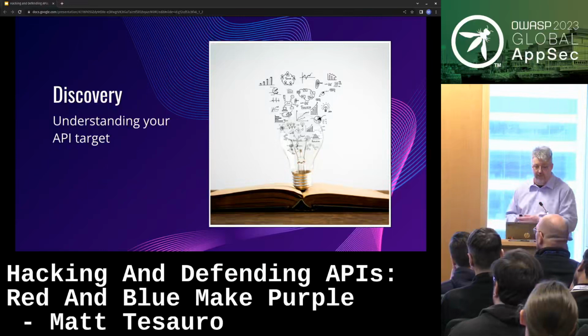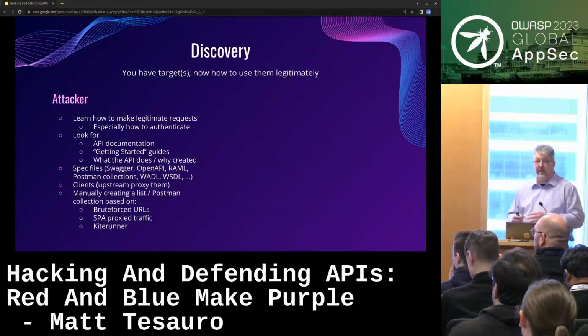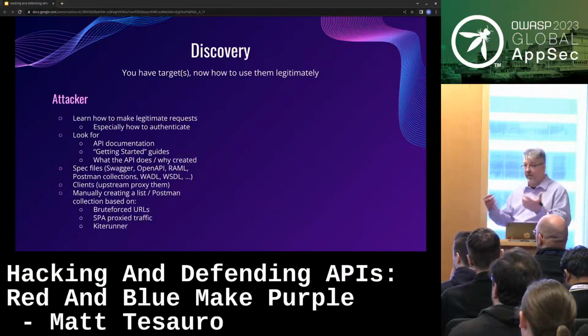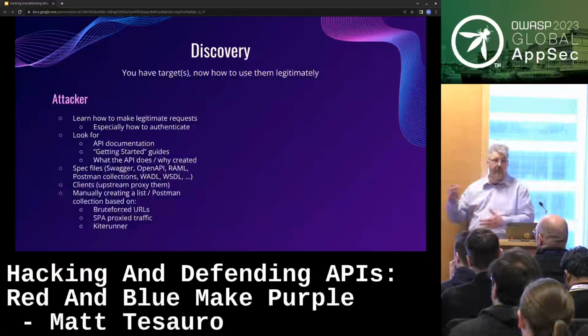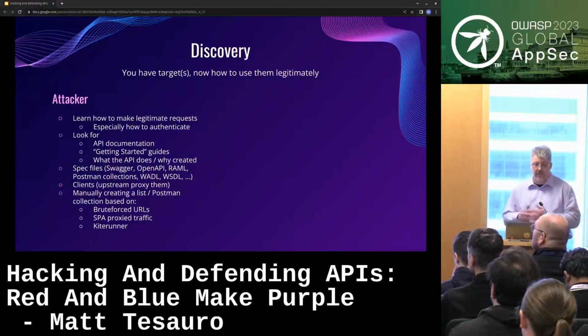So this can be an interesting challenge sometimes as an attacker, even after you find the API. This is where you're learning, like I said, to talk to it legitimately, especially the authentication portion of it. How do I get a token? Is it a bearer token? Is it OpenID Connect? What is it? How do I talk to it? Looking for API documentation, the whole getting started things.